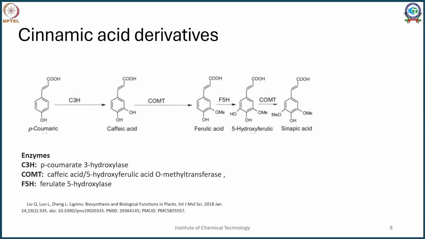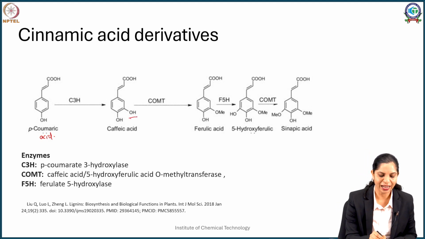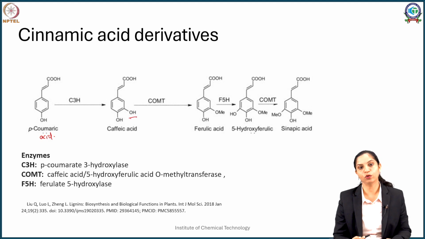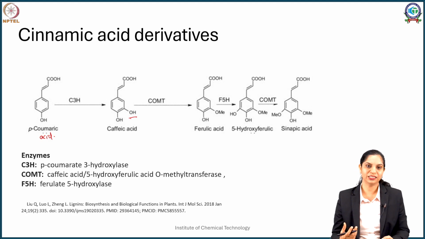So let's see them. Cinnamic acid derivatives: once you have your coumaryl-CoA, it gets converted to coumaric acid. So this is your coumaric acid. This coumaric acid further undergoes hydroxylation in presence of an enzyme called coumarate 3-hydroxylase. Now this coumarate 3-hydroxylase will add a hydroxy group out here and give you a compound called caffeic acid. Now this caffeic acid will undergo methylation. You remember your building blocks? Now this can be done with the help of an enzyme, methyltransferase.